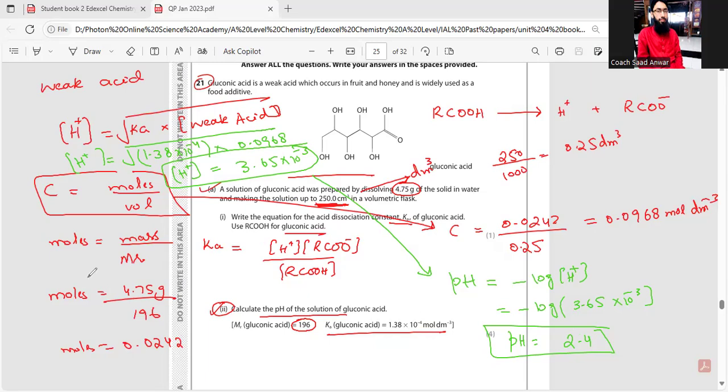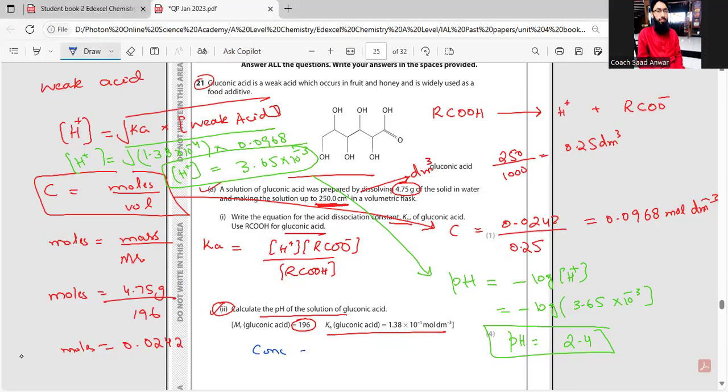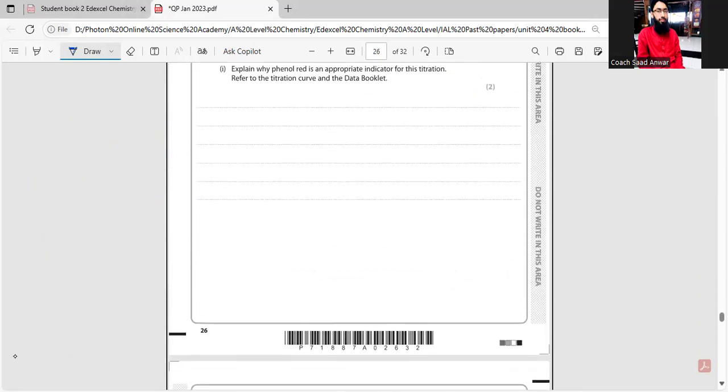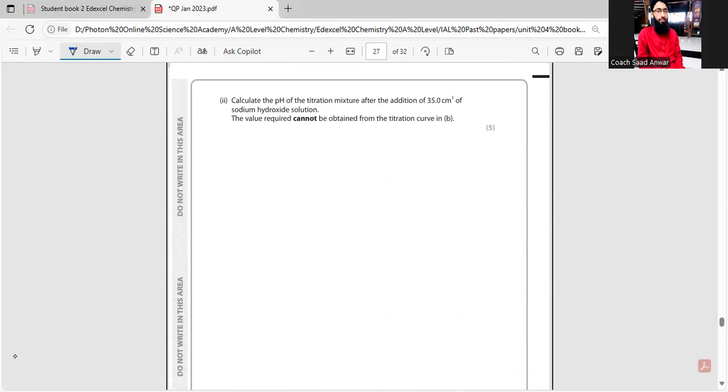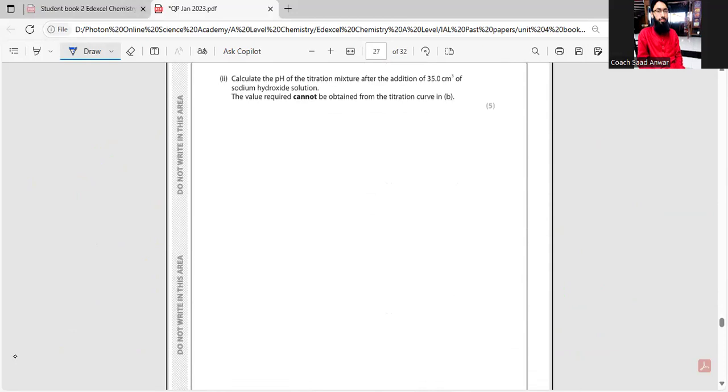You can take a screenshot of this and note down that the concentration of acid is 0.0968. I'm writing with permanent pen here, so just to make it easy, concentration is 0.0968 because I have to erase that now. Parts 1 to 3, I'm going to skip, it's easier. This is a bit challenging, 5 marks. Guys, 5 marks question.